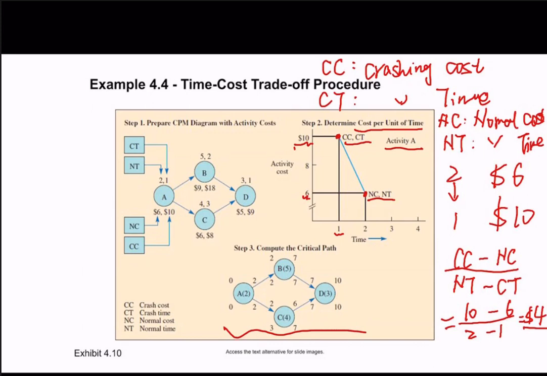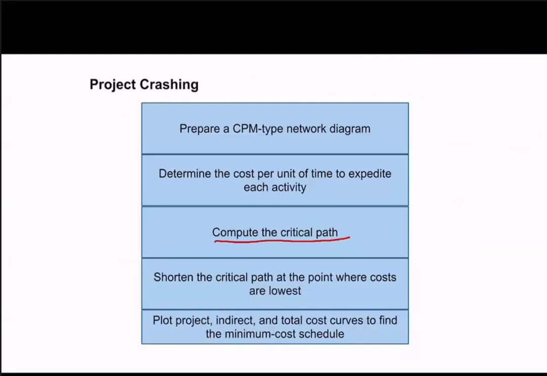For this example, we have a path from A to B to D, or we have another path from A to C to D. For A to B to D, it will be 2 plus 5 plus 3, which is 10. And for A to C to D, it will be 2 plus 4 plus 3, which is 9. So A to B to D will be the critical path because 10 is more than 9. And this is step 3. We find the critical path.